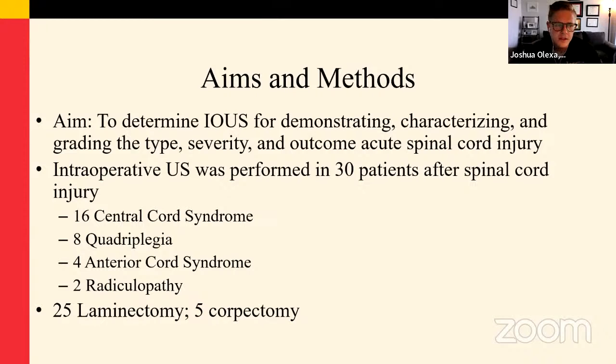They had 30 patients, and these are the injury patterns that they saw after their initial injury. 16 were central cord, 8 were quad, 4 were an anterior cord syndrome, and 2 had only radiculopathy. And then the types of surgeries they underwent for treatment of their neurologic deficit and injury: 25 had a laminectomy for decompression, and 5 had a corpectomy.